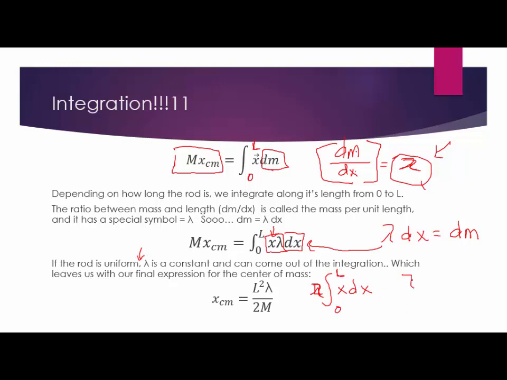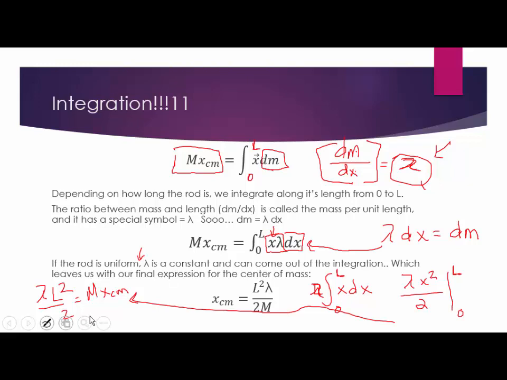So my integration becomes lambda x squared over 2, and I'm going to evaluate that from 0 to L. Which means lambda L squared over 2 gives me total mass times center of mass. So then I divide both sides by the total mass to find my center of mass here.